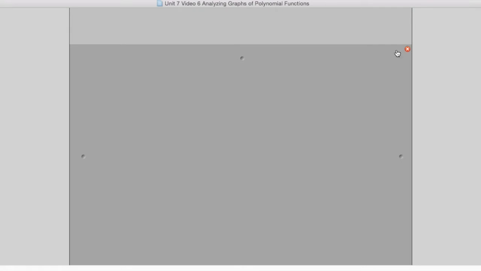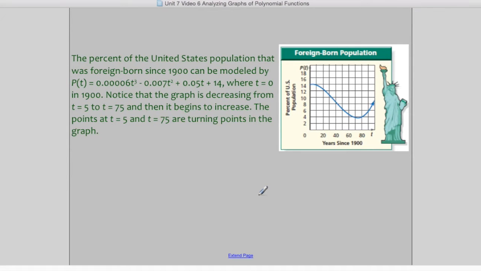So we have an example here. It says the percent of U.S. population that was foreign-born since 1900 can be modeled by P of t, which is a polynomial equation, where t equals 0 in 1900. Notice that the graph is decreasing from t equals 5, which is approximately here, to t equals 75, which is here. And then it begins to increase. The points at t equals 5 and the points at t equals 75 are turning points in the graph.